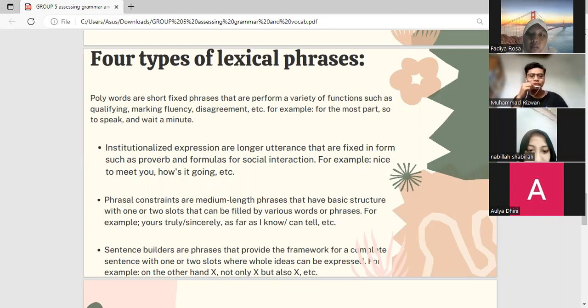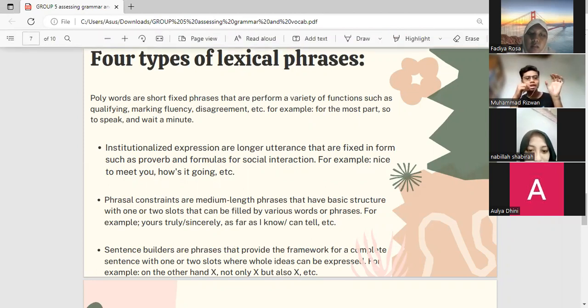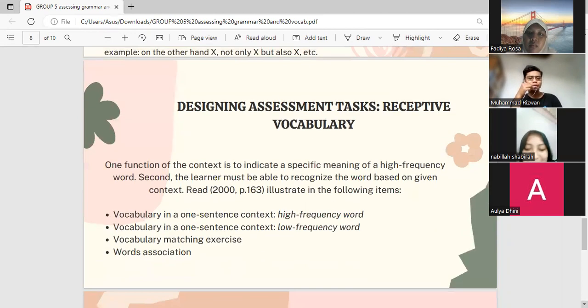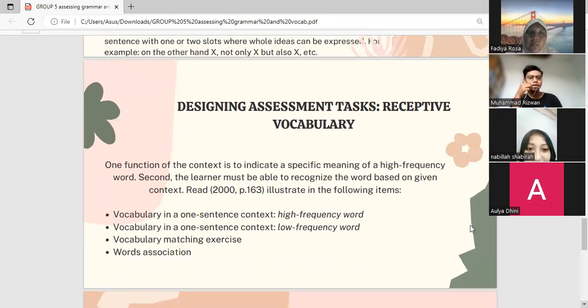Okay. For example, on the other hand, X not only X but also X, and so on. Okay, thank you. Maybe the next slide will be explained by Nabila Sabira.